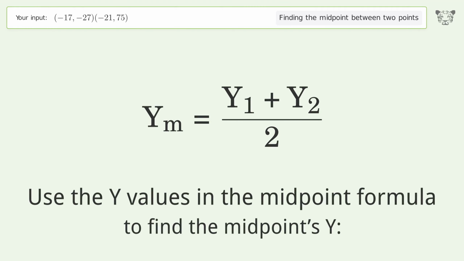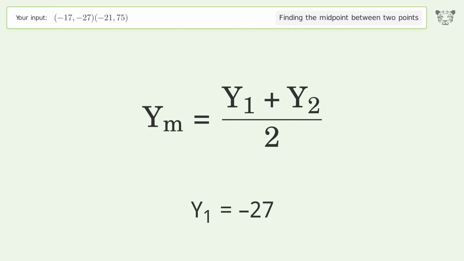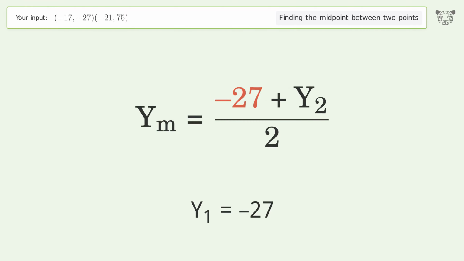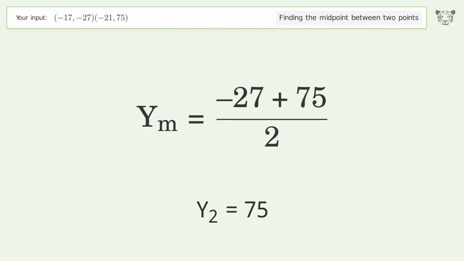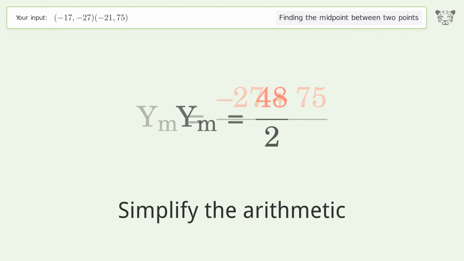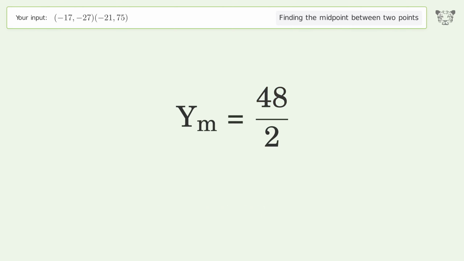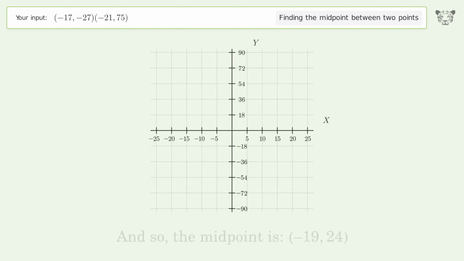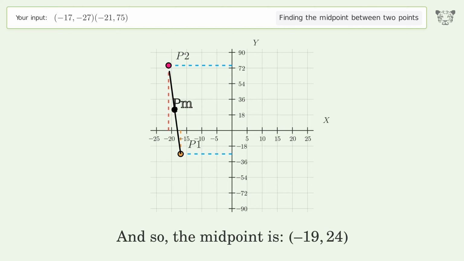Use the y values in the midpoint formula to find the midpoint's y. y1 equals negative 27. y2 equals 75. Simplify the arithmetic. And so, the midpoint is negative 19, 24.